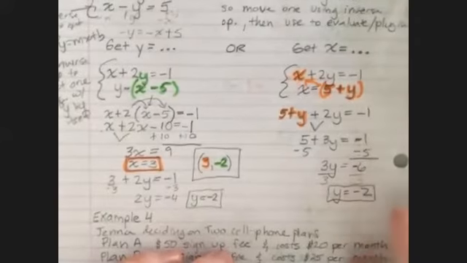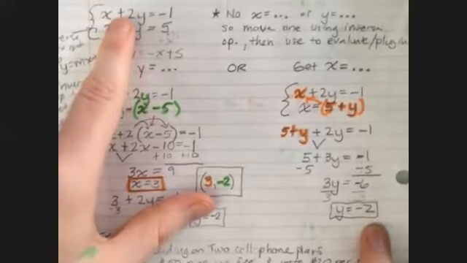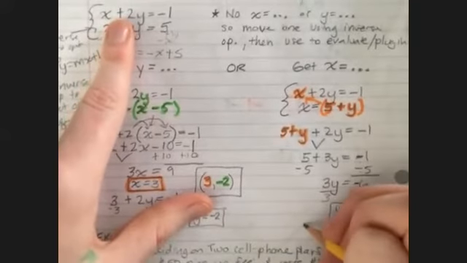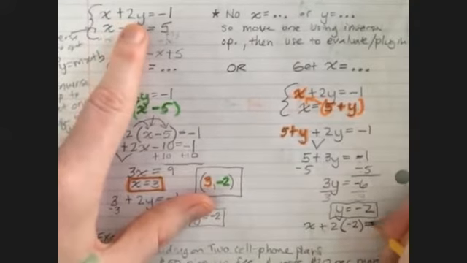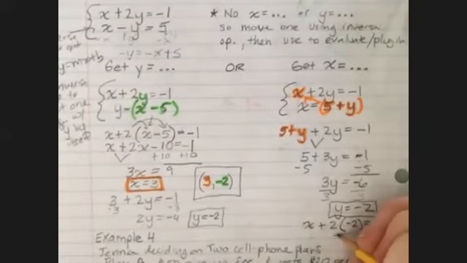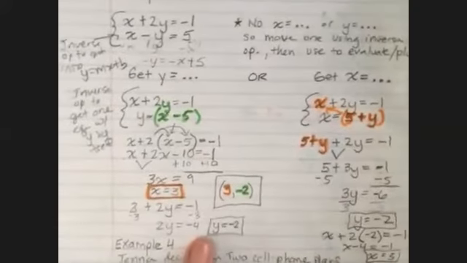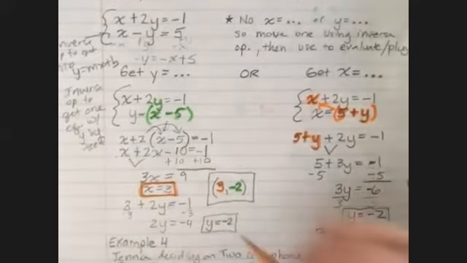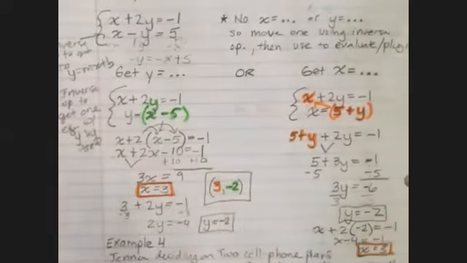Now that I have my y, I can then go back to the original equation and plug it in. So x plus 2 times -2 equals -1. 2 times -2 is -4. Then if you add 4 to both sides, what you should notice is that you get the exact same x. So which way you choose, it doesn't matter. You will still get the fact that the solution is 3, -2.